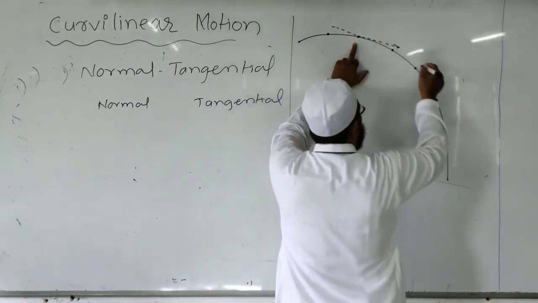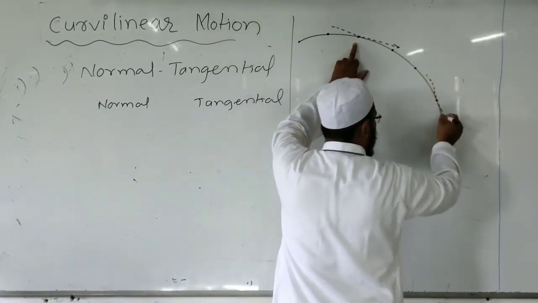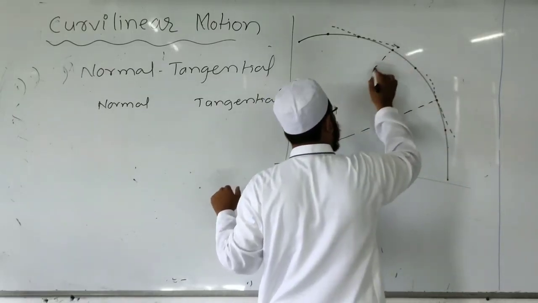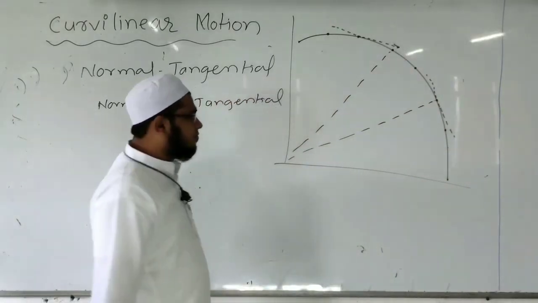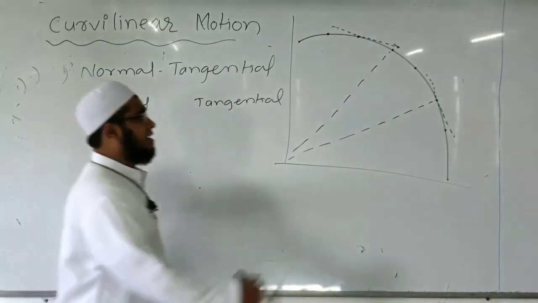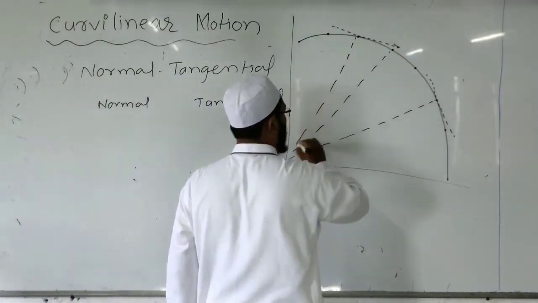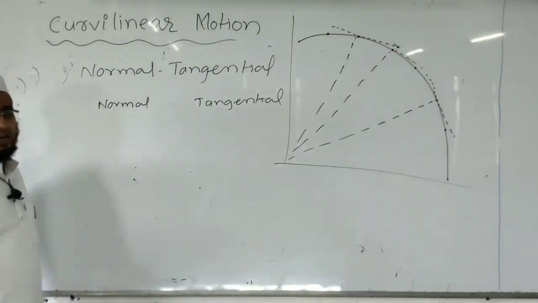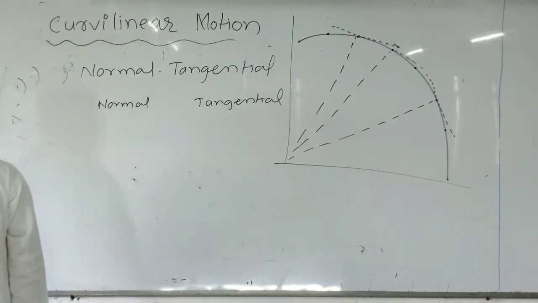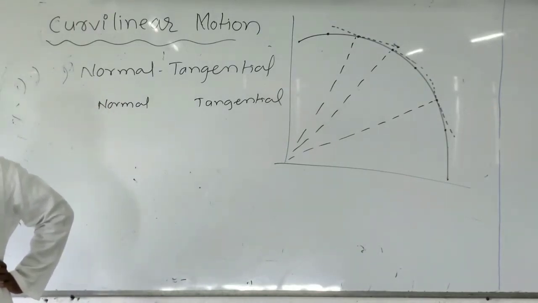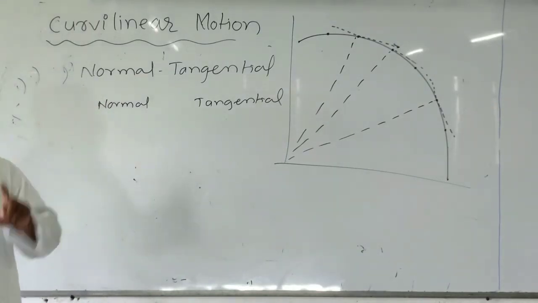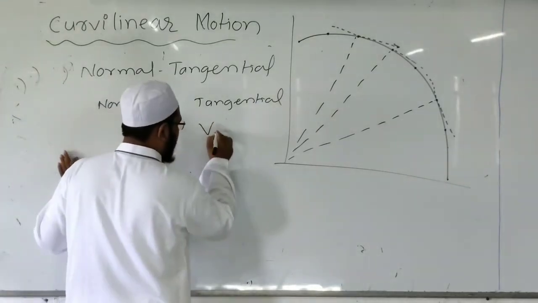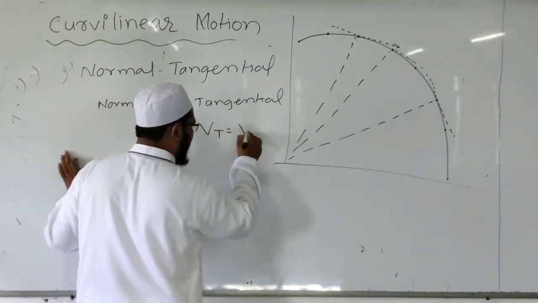that is the velocity for that instant. Here I will draw the tangent; there is no movement in the normal direction, towards the center of the curvature. At all the points, it is in the tangential direction. That's why the velocity in the tangential direction is the velocity itself.